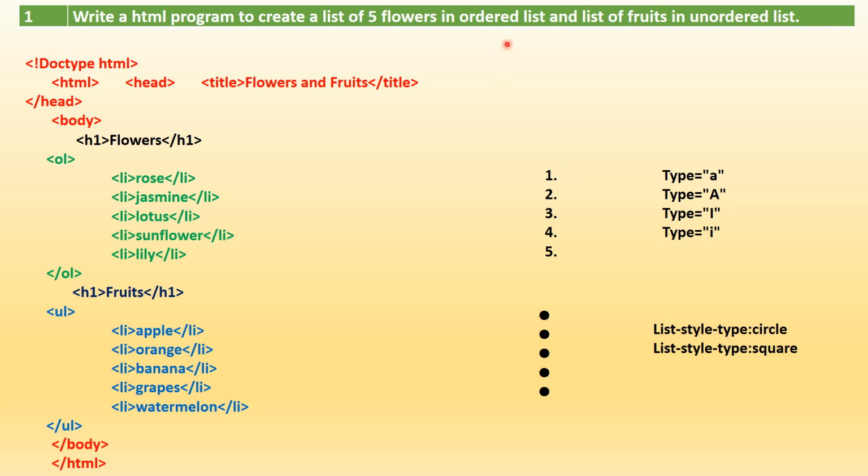Here they did not mention anything of that sort, so you can use the default one. If you use only OL, you will get this pattern. If you use UL, you will get the disk as the default pattern or marker.